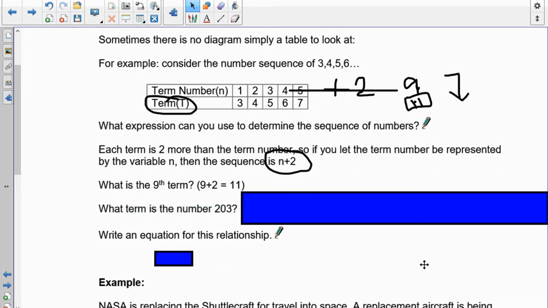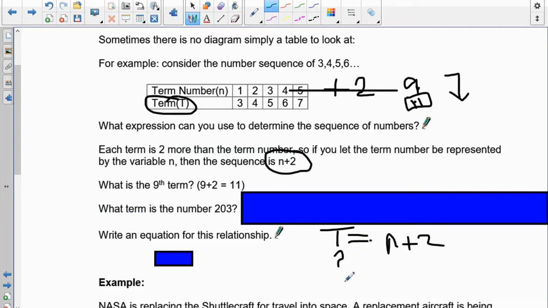So the next question is, what term is the number 203? Okay, so what term here down below is the number 203? If that's the case, I'm going to change this into a formula for us to work with, because now we can use t and n, right? So we know that t is equal to n plus 2. And it says here, what term, so I'm trying to find the term, is the 203rd number. So n is 203.